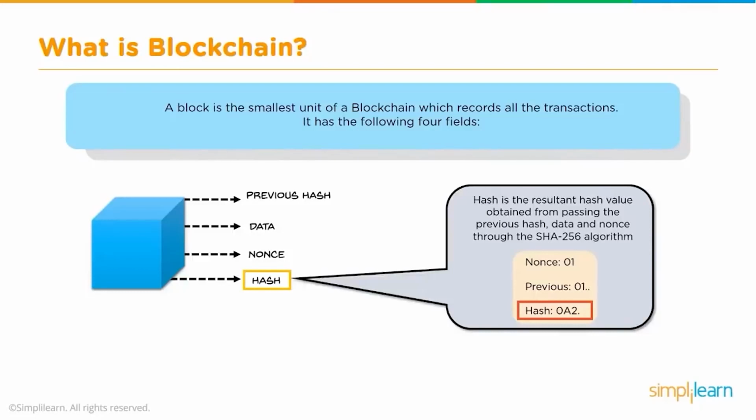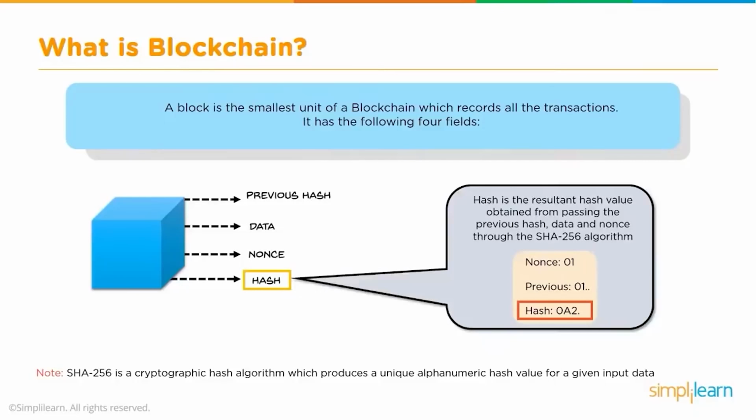This is the digital signature of the block which is generated, and this is basically the identity of this block. Now, SHA-256 is a cryptographic hash algorithm which produces a unique 256-bit alphanumeric hash value for any given input, and that is the unique feature of this cryptographic algorithm. Whatever input you give, it will always produce a 256-bit hash.